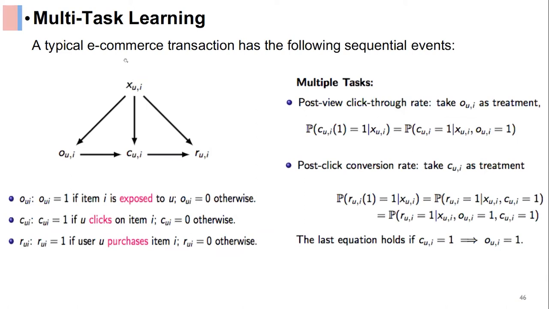Consider a typical e-commerce transition scenario, as shown in the left figure, where O_ui denotes the exposure, C_ui denotes the click, and R_ui denotes the purchase. In this case, the post-view CTR prediction task can be presented as this estimate. And the post-click CVR prediction task, which takes C_ui as treatment, this task could be written as this estimate.